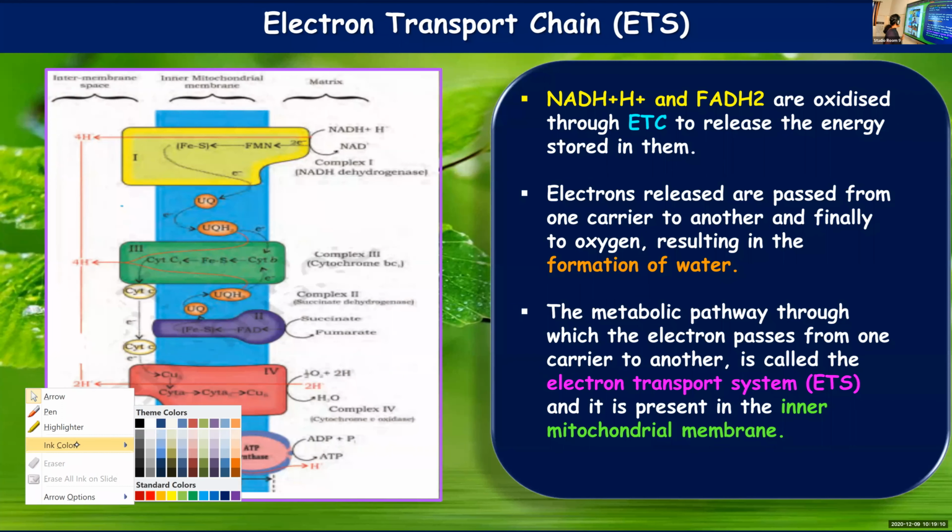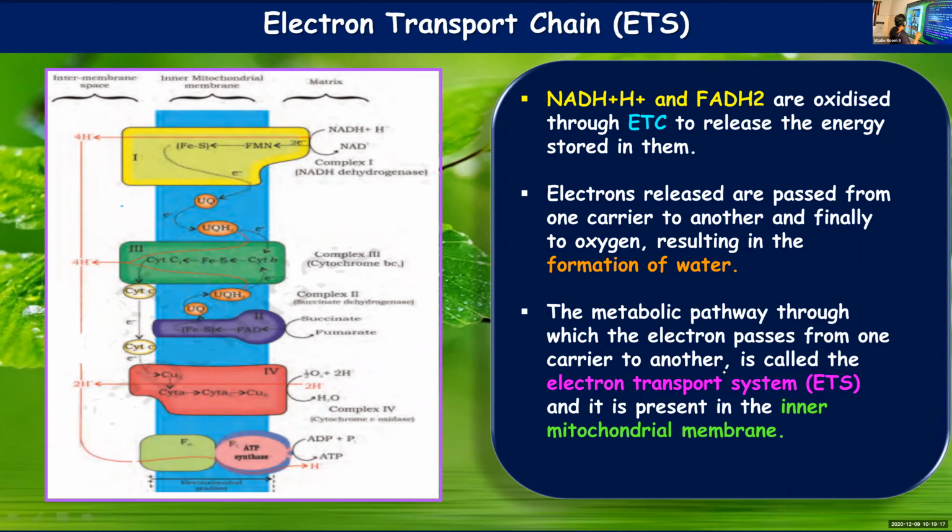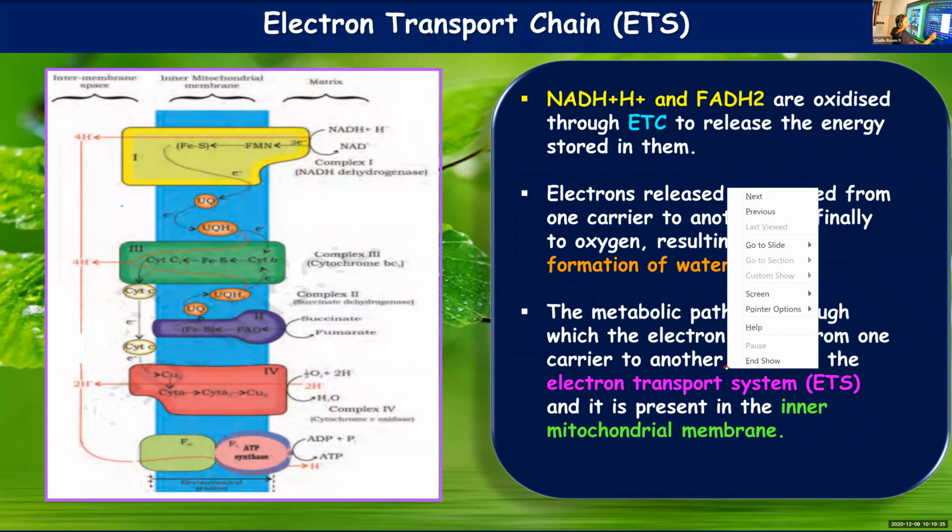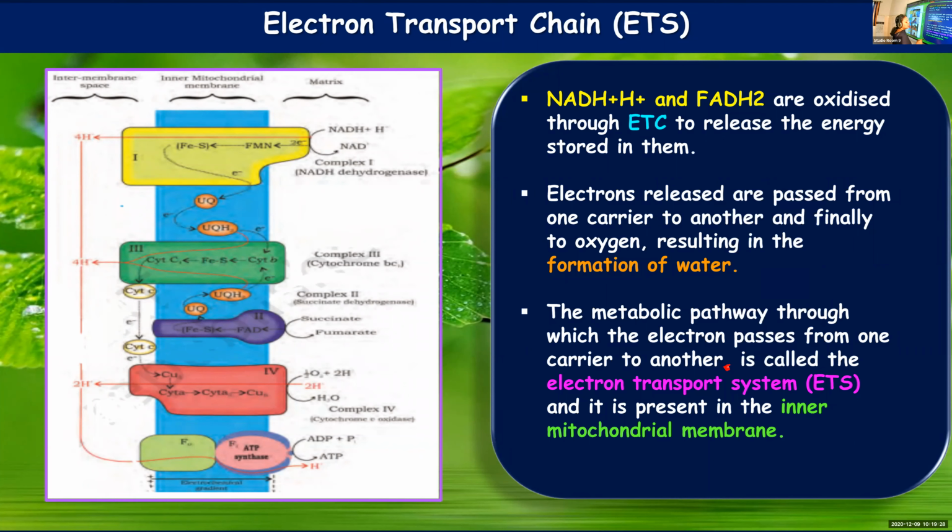The electron transport system is present in the inner mitochondrial membrane. I told you it is present in the inner mitochondrial membrane, as you can see in the picture. As it is shown in the picture, the different complexes are present in the blue color. What you see is the inner mitochondrial membrane.